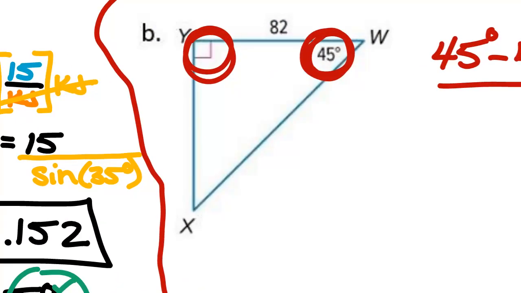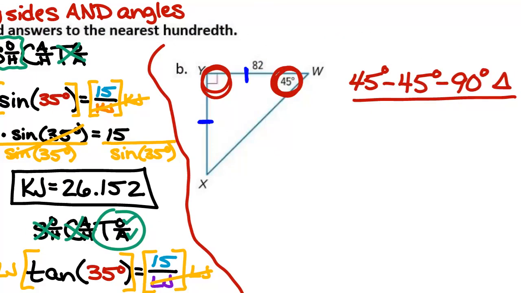Well, remember, 45, 45, 90s are isosceles right triangles. These two sides are the same size. How big is angle X? Angle X is 45 degrees. That's absolutely correct.